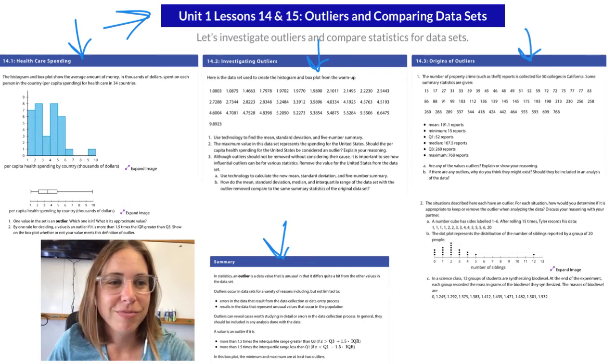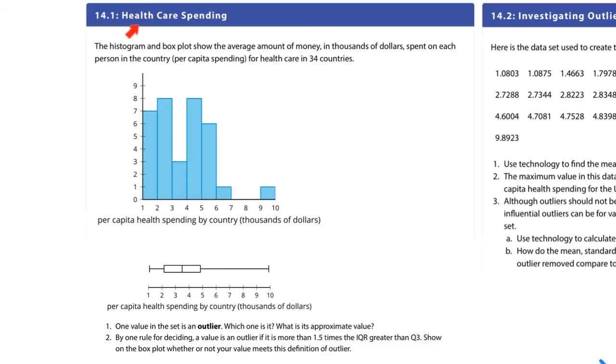Here we go. All right, first in activity 1, it's called healthcare spending. I want you to first read the problem and look at these two graphs. They're giving you both a histogram and a box plot, and I want you to just answer number 1. Hopefully you noticed in here that this country right here is going to be an outlier. And we're going to talk about how we know that in a little bit.